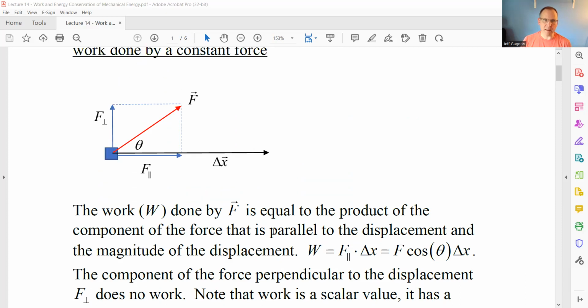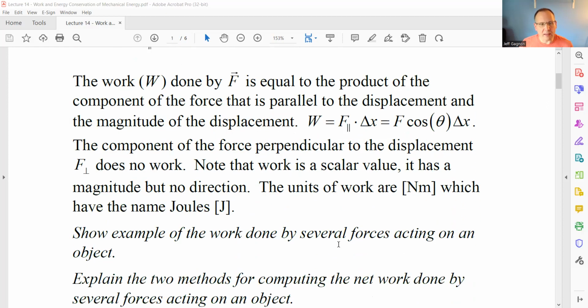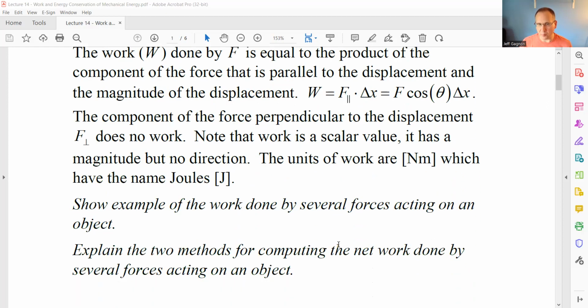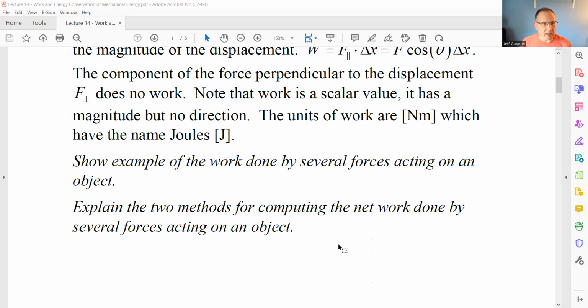Okay, so again, this is just a single force acting on an object. What if I want to calculate the work done by several forces acting on an object, called the net work done? So to do that, let me jump on the iPad to explain this.